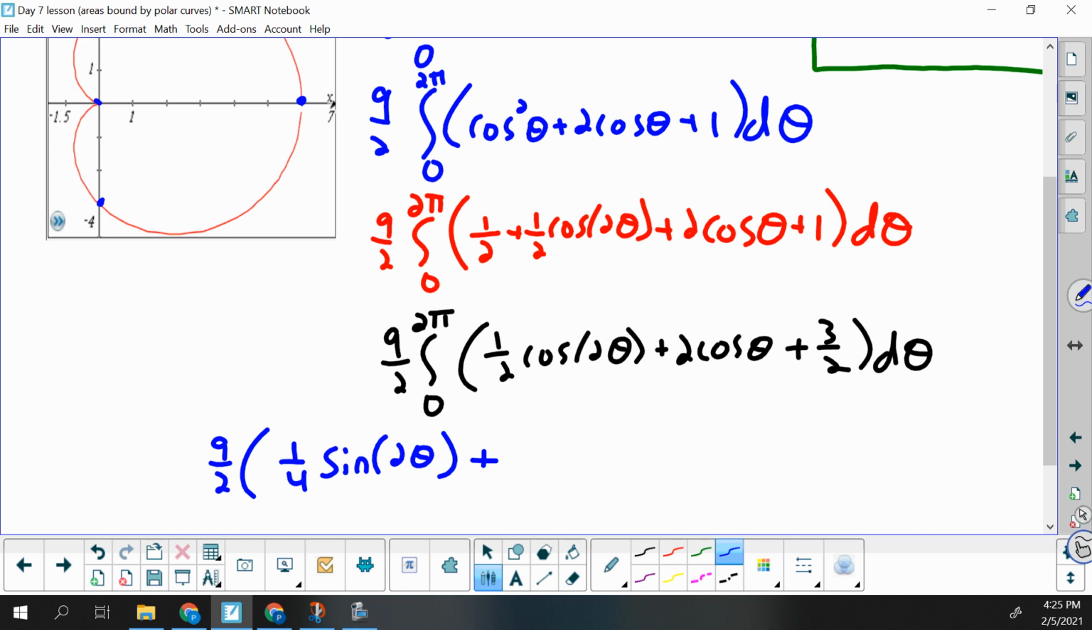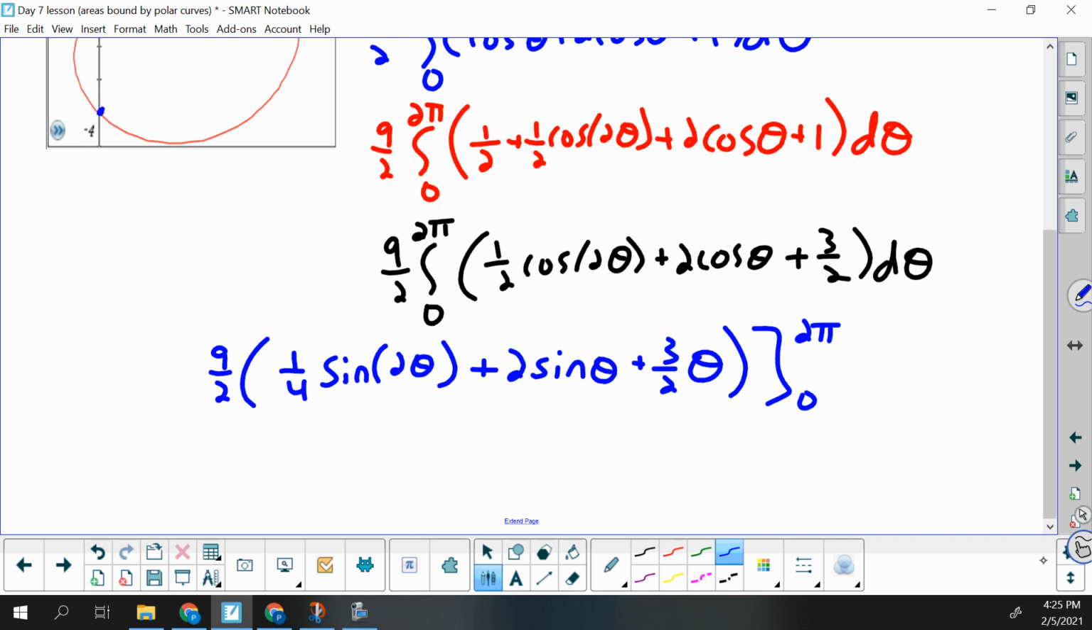plus 2 sine theta plus 3 halves theta. And we're going from 0 to 2 pi. Well, this is 9 halves. When we sub in 2 pi, we're going to get sine of 4 pi. Sine of 0 pi, 2 pi, 3 pi, 4 pi, they're all 0. Sine of 2 pi, again, is going to be 0.